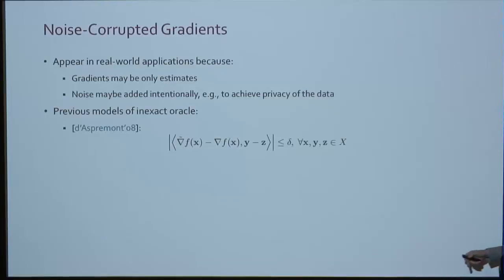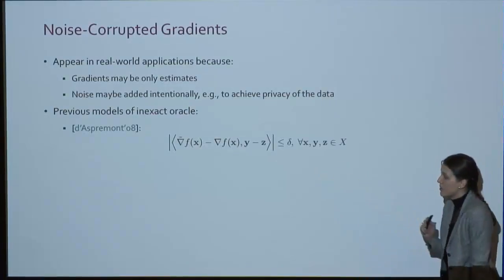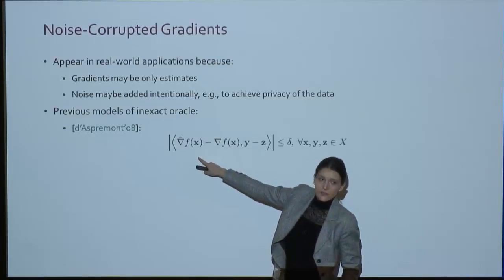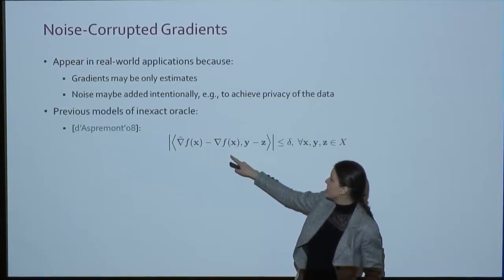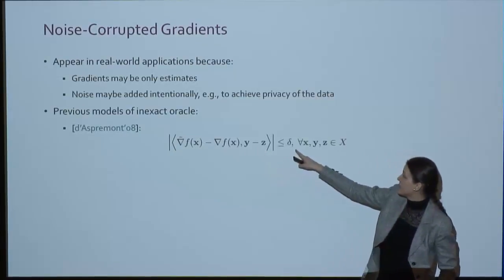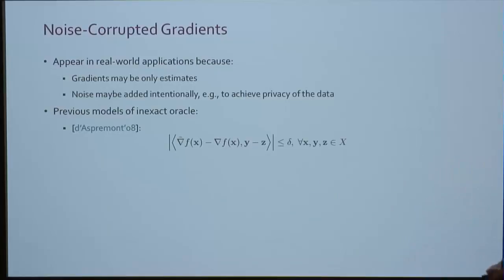Now, there has been some work on modeling this inexact oracle and characterizing what happens for accelerated methods. One such model is the model of d'Aspremont. What the model says is that you have an inexact gradient, and the difference compared to the true gradient, in the inner product with the distance of any two points, is bounded by some delta. Now, this type of model, in fact, only applies to constrained domains with bounded diameter. It is also more applicable in the setting when you're really thinking about bounded adversarial noise.